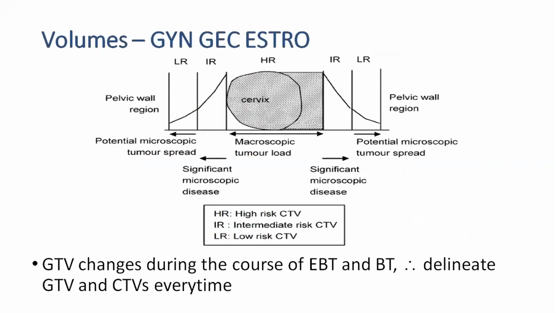Now we have moved into volume. The GYN GEC-ESTRO group has defined different risk volumes like the high risk CTV, the intermediate risk CTV, and the low risk CTV. The high risk CTV is your whole cervix along with the macroscopic tumor, other than the cervix, and on MRI with the gray zones. The intermediate risk CTV is your first clinical target volume that you got during your diagnosis and your MRI at that time, which has regressed from your external beam radiation. That is your intermediate risk CTV. And the rest, the potential microscopic spread, is your low risk CTV.